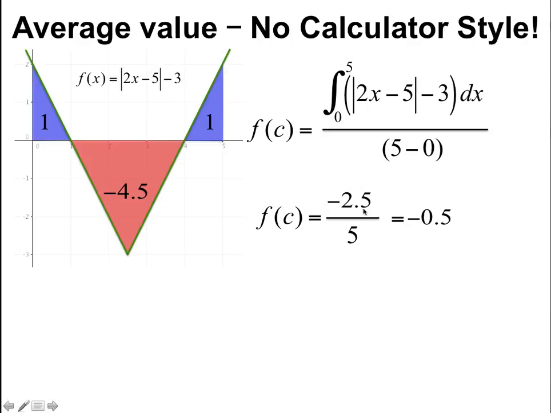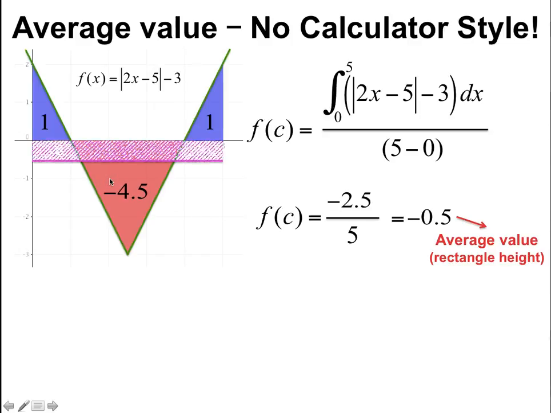And so we have a definite integral of negative 2.5. We have a width of 0.5. That means we need a rectangle height of downward negative 0.5. So this rectangle then looks like that. And so that average value is negative 0.5. And if you notice, this average value crosses this function in 2 locations.